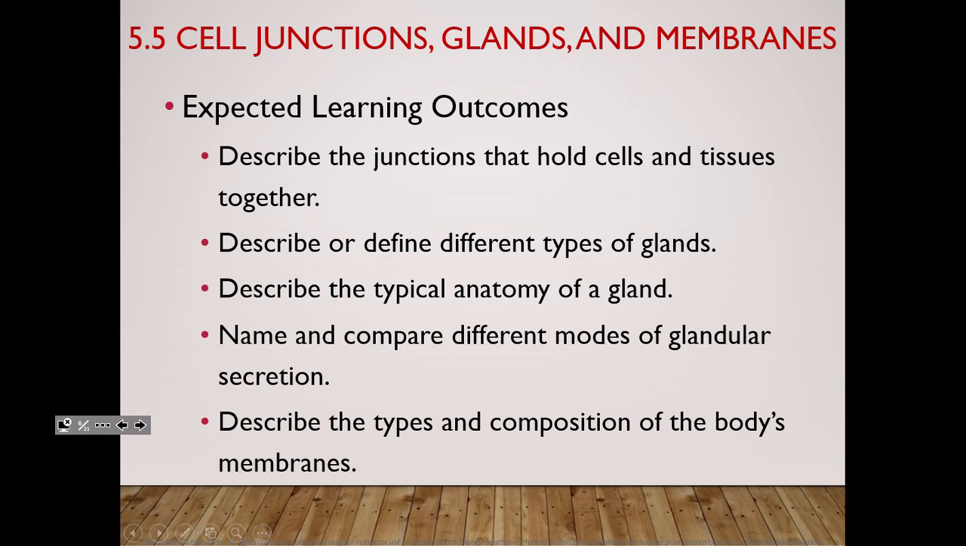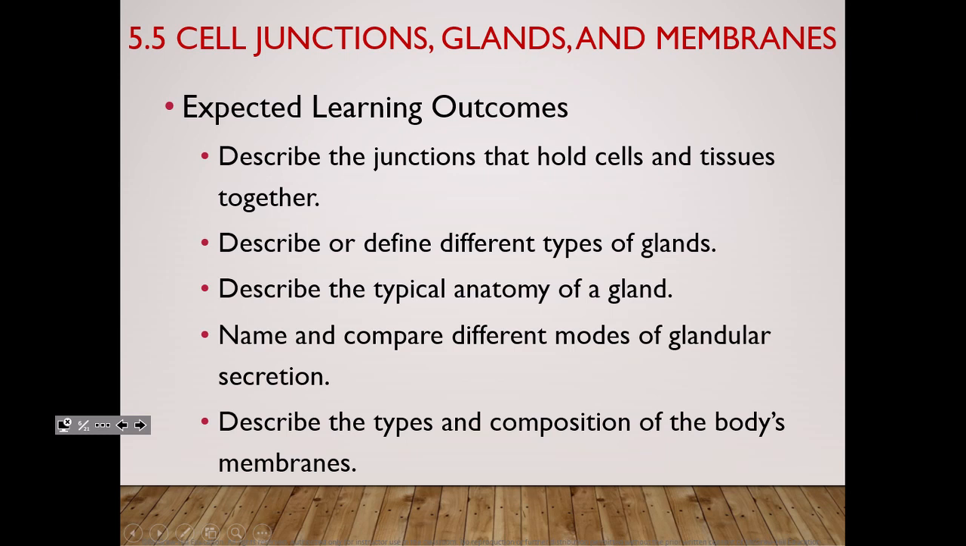In terms of cell junctions, glands, and membranes, the junctions that hold cells together that we talked about in class were tight junctions, desmosomes, and gap junctions. Tight junctions are a watertight seal that holds multiple cells together and prevents liquid from going in between the cells. Desmosomes don't function to make a watertight seal. They just function to anchor adjacent cells together.